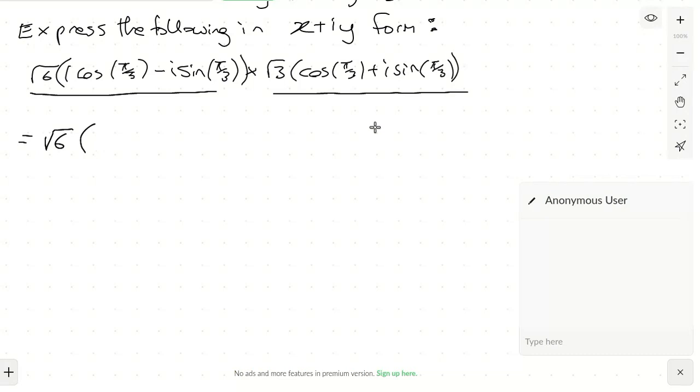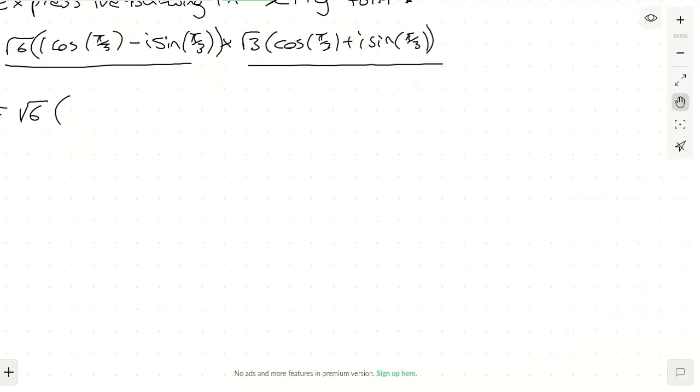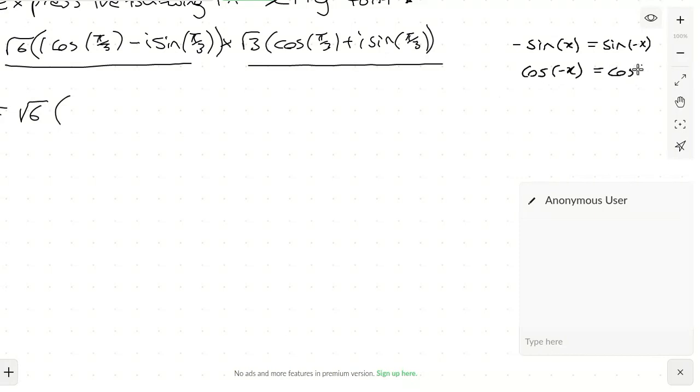But there is a very handy trick. With cos and sine, think back to my classroom board: minus sine of x is sine of minus x, and cos of minus x is just cos x. You can always use these two really handy trig identities to sort these things out so that they end up being entirely in modulus argument form.